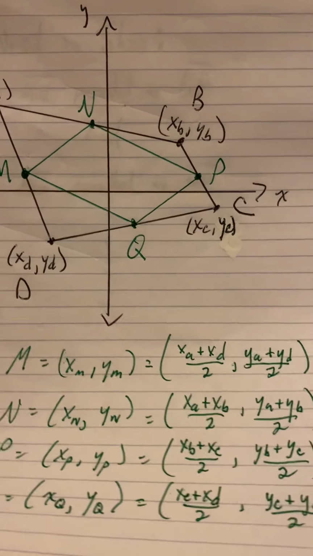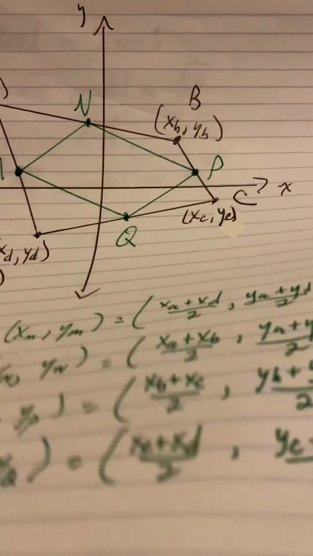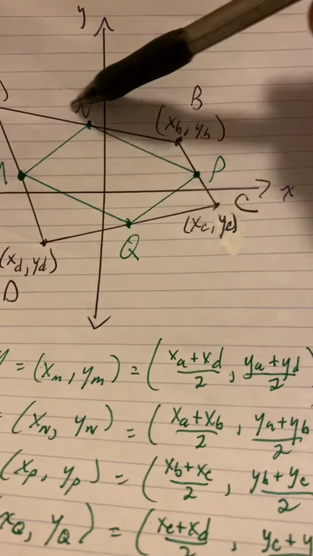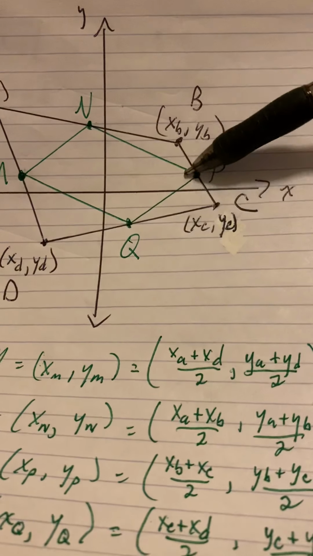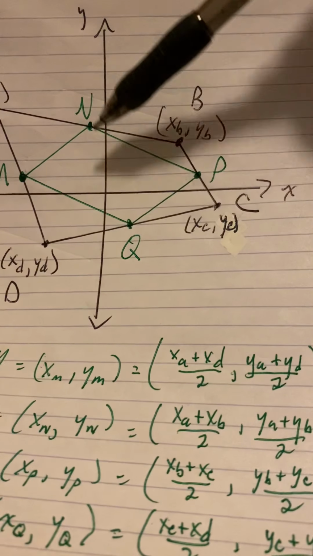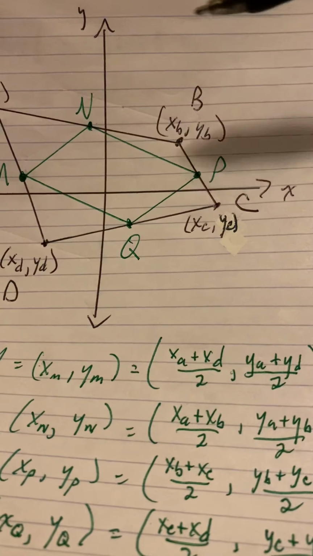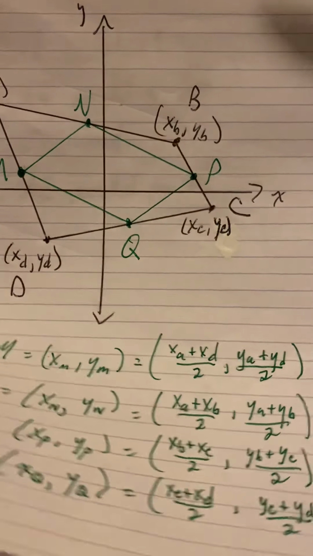Now, what we need to do is show that MN is parallel to QP, and MQ is parallel to NP. If we can do that, well then that's a parallelogram, and it works for any quadrilateral. So that's what we need to show: MN parallel to QP and MQ parallel to NP.